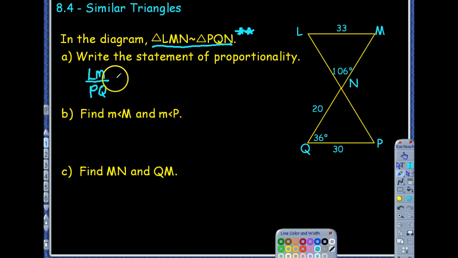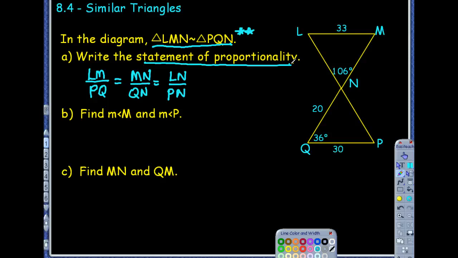So this ratio is going to equal MN over QN, and then LN over PN. Notice how she wrote this: she started with the first triangle for each of them and then matched it up with its corresponding part. These could be the reciprocals of all of these. But remember, the statement of proportionality says all the ratios for those two similar triangles are equal. Since it's triangles, you have three ratios that are equal. All right, let's move on.